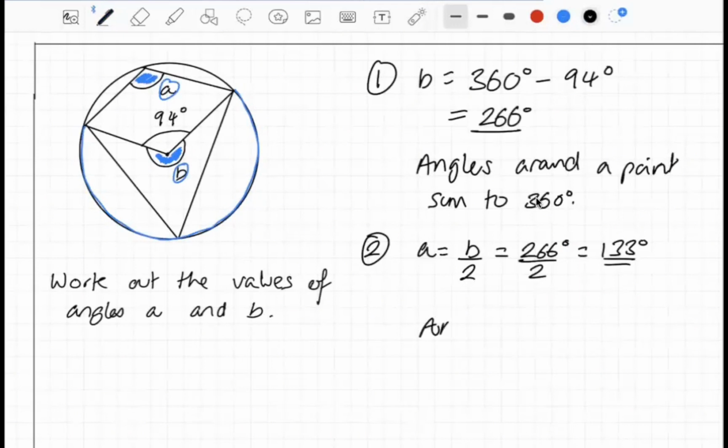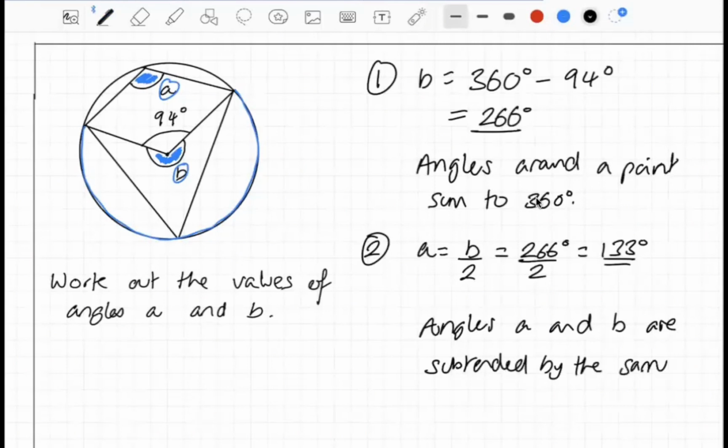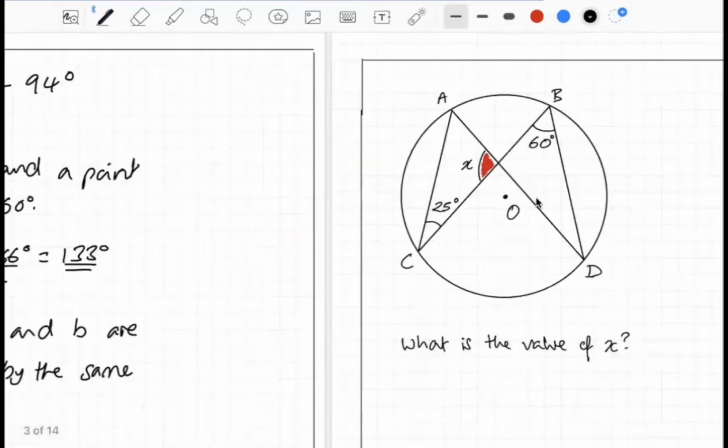And the circle theorem we're using is angles A and B are subtended by the same arc. In your exams, you may have to write the full explanation, which would be for angles subtended by the same arc, the angle at the center is twice the angle at the circumference, but I don't have time to write everything out in full here.